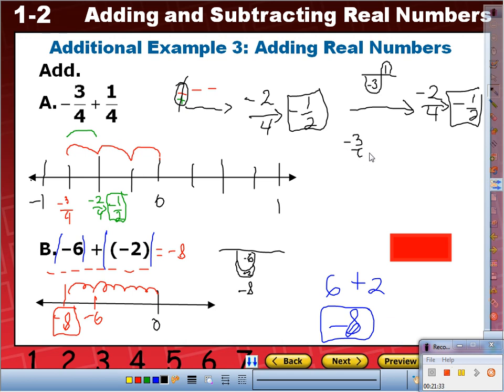We got negative 3/4 plus 1/4. Let's see. Absolute value of negative 3/4 is 3/4. Absolute value of 1/4 is 1/4. Are they the same sign, the numerators? No, so we circle the greatest absolute value and subtract. What is 3 minus 1? 2. Carry over the denominator. And what is the sign of the biggest absolute value? Negative, and we simplify that to negative 1/2. Bam.